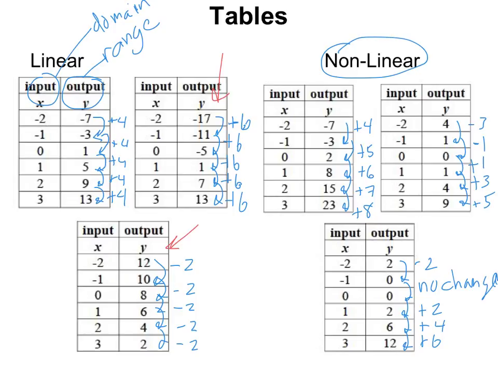On the other side, the nonlinears, these jumps are all different. That's what makes it nonlinear. These jumps are all different. So we even have a no change in one of the jumps. It stays at 0. So that's nonlinear.